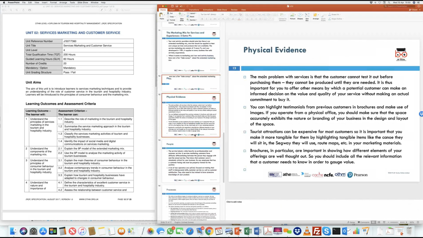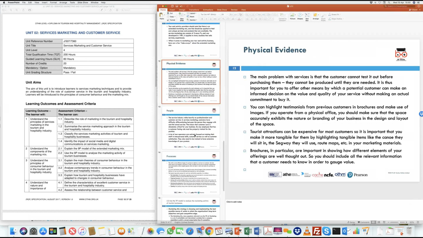So here what I've done is I've added a few slides to explain how tourism and hospitality actually look at treating these 3 extended marketing mix Ps, from a point of view of utilizing them for reaching out to consumers.